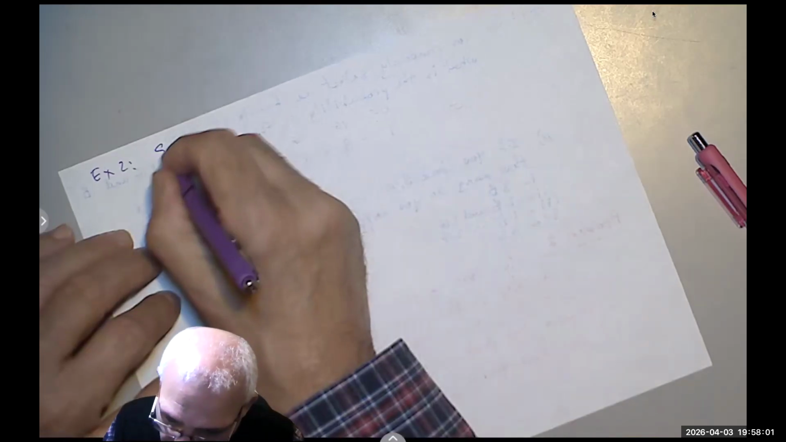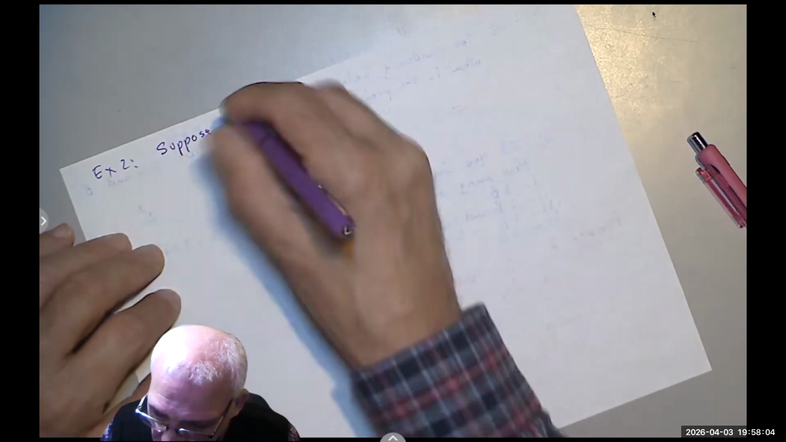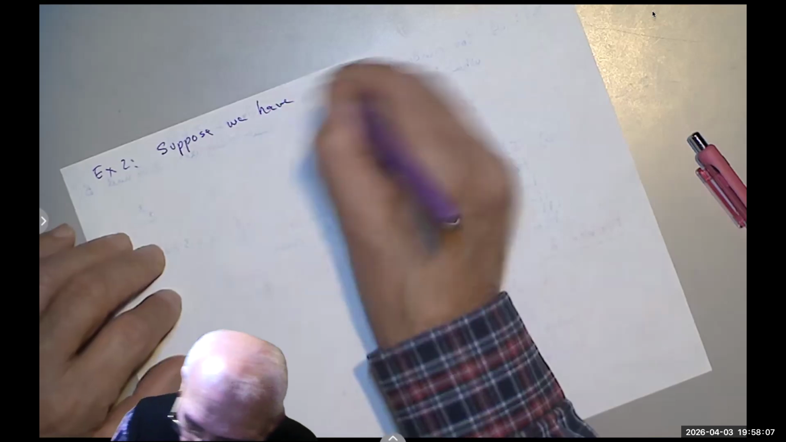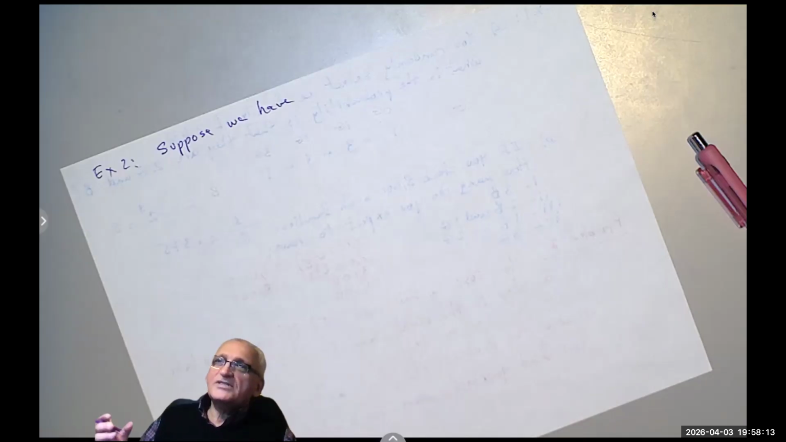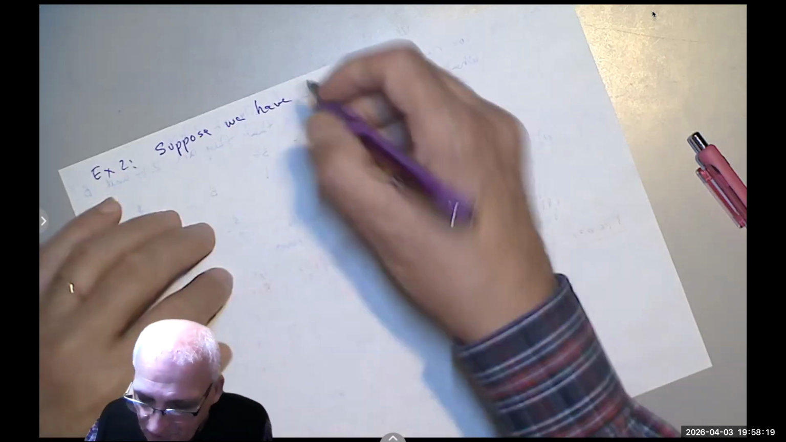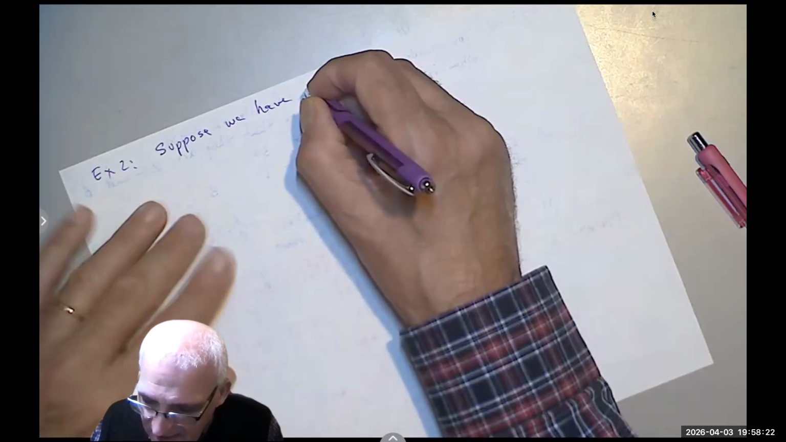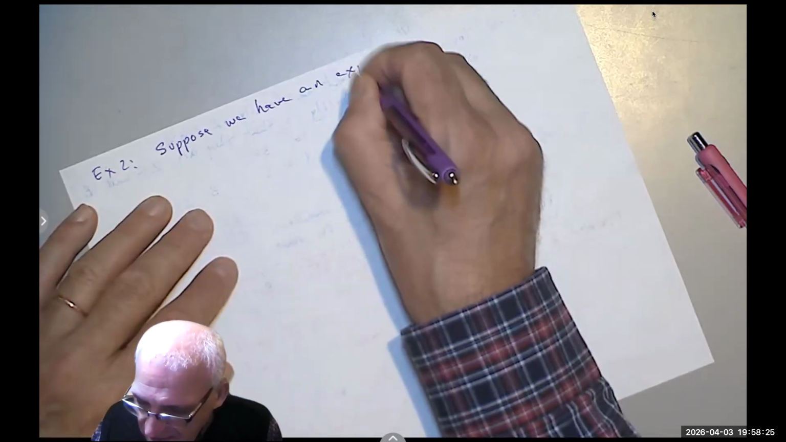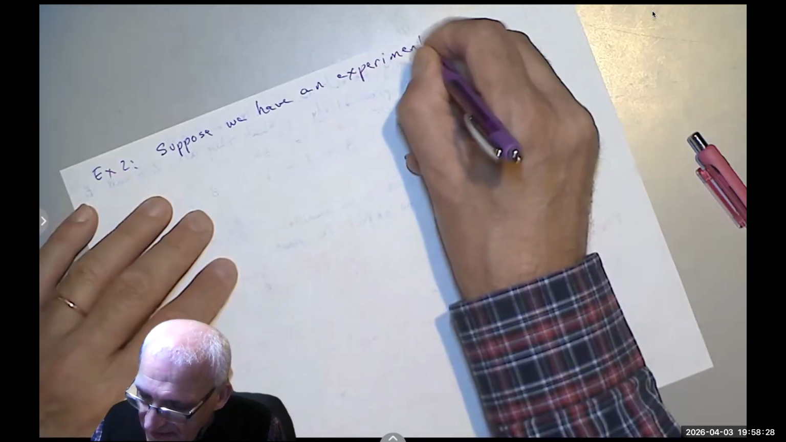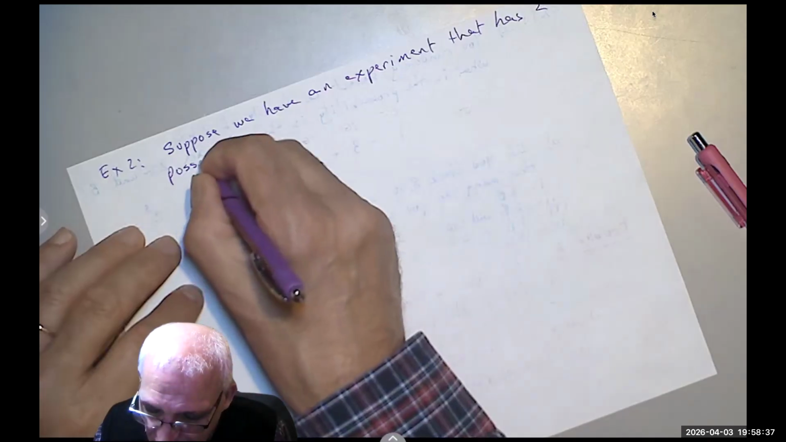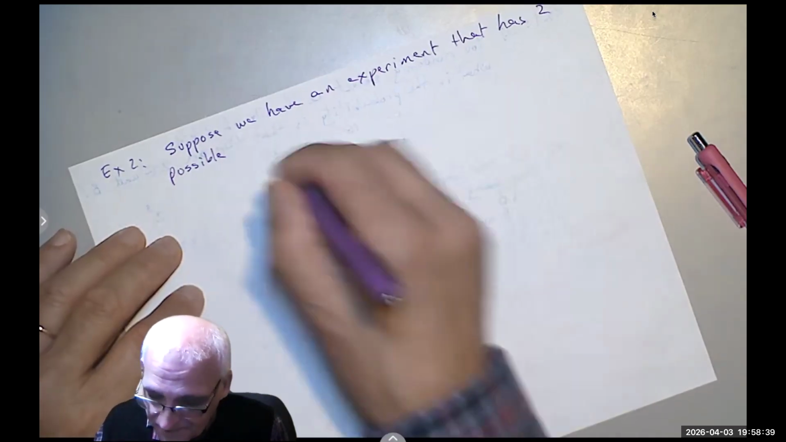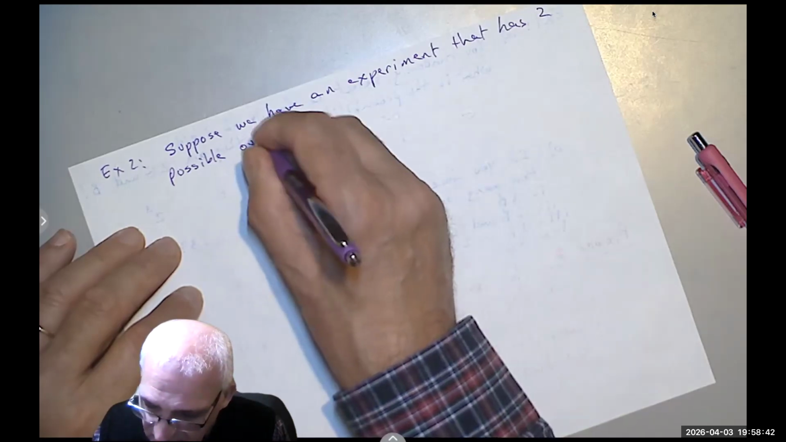So suppose we have, I shouldn't say production line because the probabilities would be very small. So I'll try to make it, okay. Suppose we have an experiment that has two possible outcomes, exactly like tossing a coin or having a boy or a girl, but the probabilities are not equal. Okay, two possible outcomes.